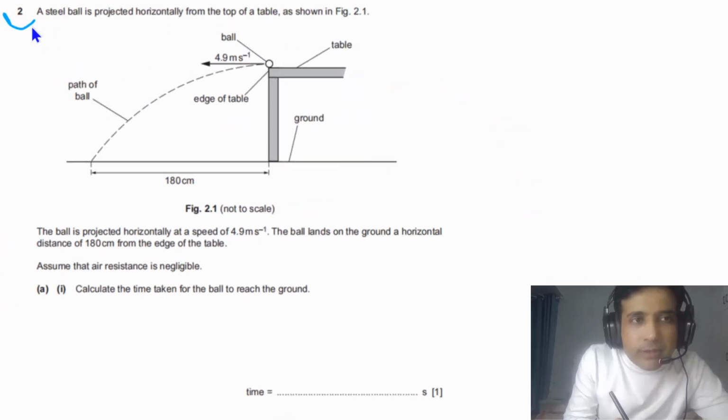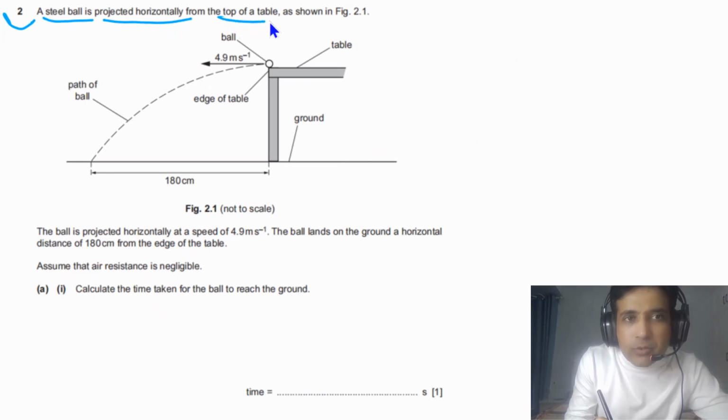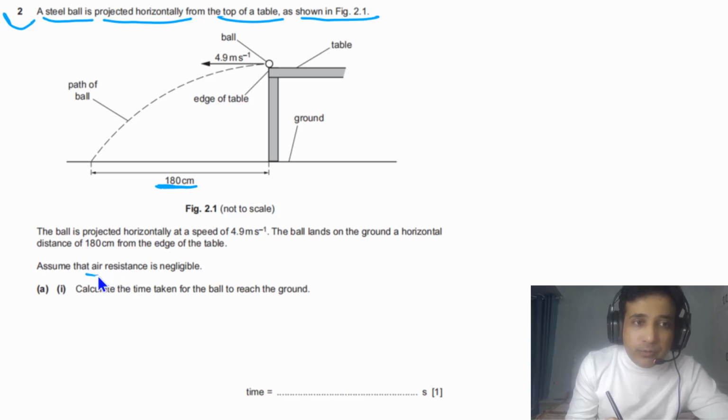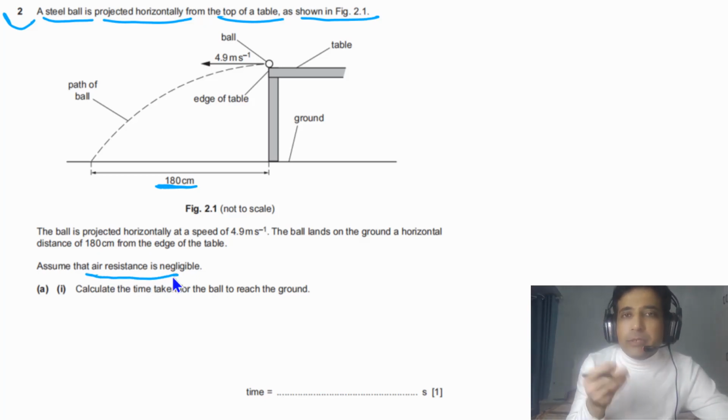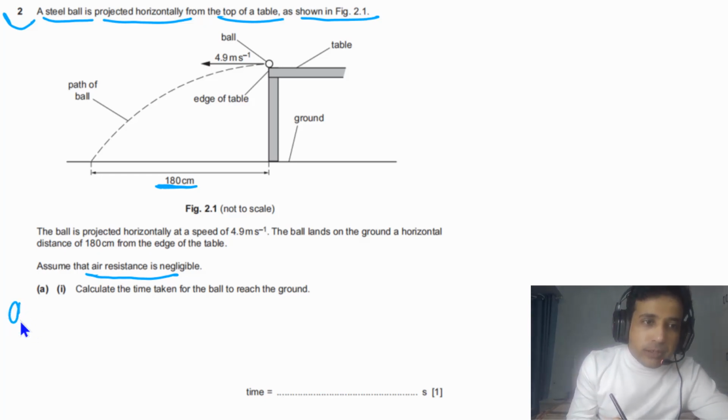For the second question, it is given to us a steel ball is projected horizontally from the top of a table as shown in figure 2.1, and its horizontal velocity is given to us, and also horizontal displacement is given. For this question, we can also assume air resistance is negligible. If air resistance is negligible, it simply means that there is no force along horizontal, so the acceleration along horizontal will be equal to 0. So simply we can say in this case a_x is equal to 0.